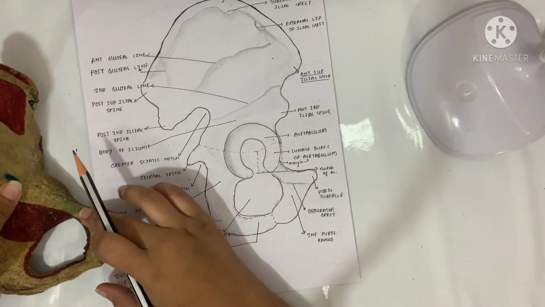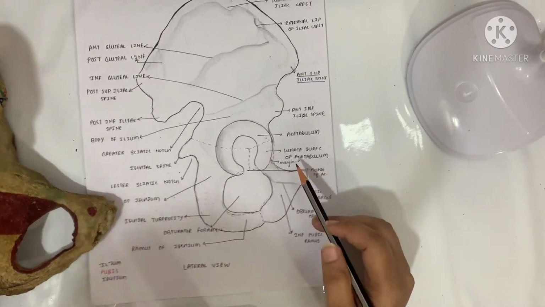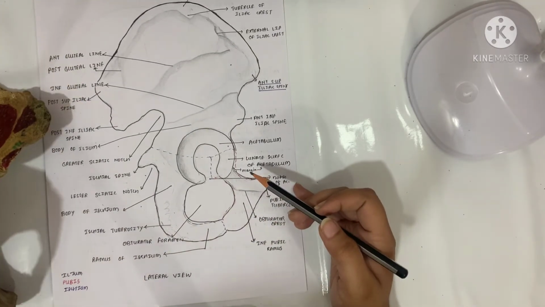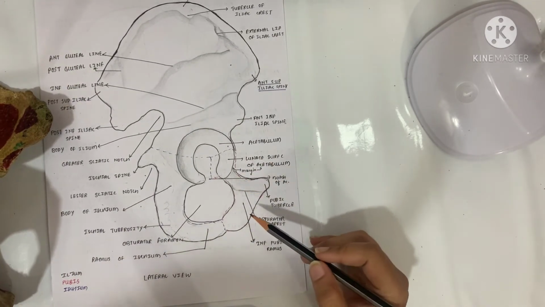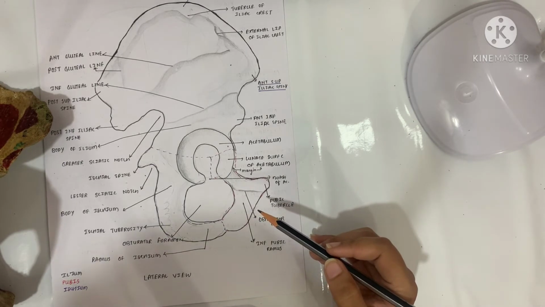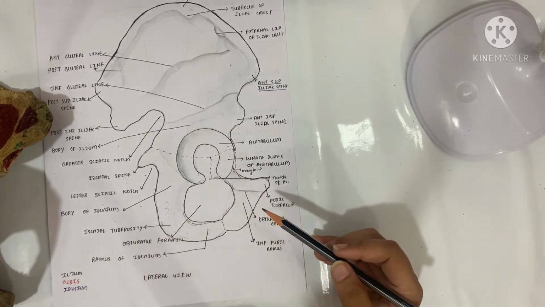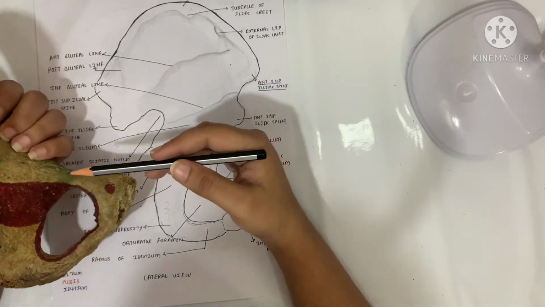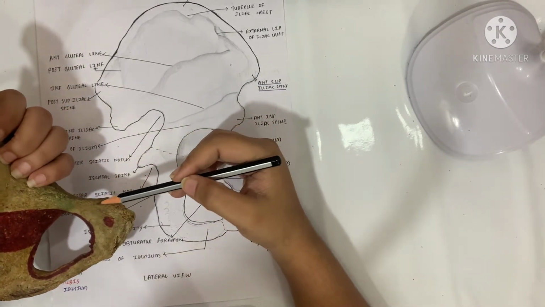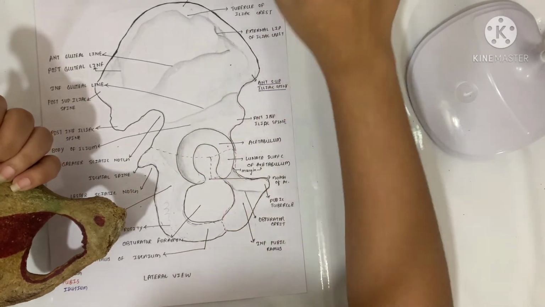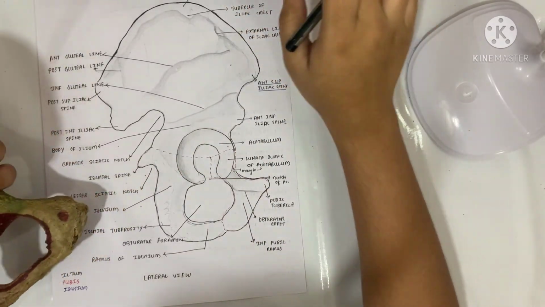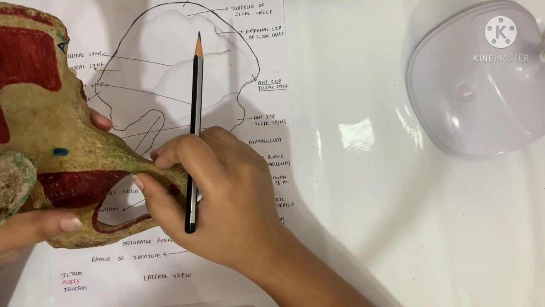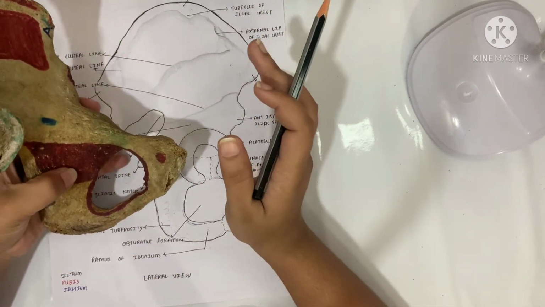Then this is the superior ramus, the superior rami of the pubis, and the inferior rami. The superior rami extend superolaterally and join the ilium at the iliopubic eminence. This is the iliopubic eminence. See, pubic tubercle and iliopubic eminence. It has 3 borders and 3 surfaces.